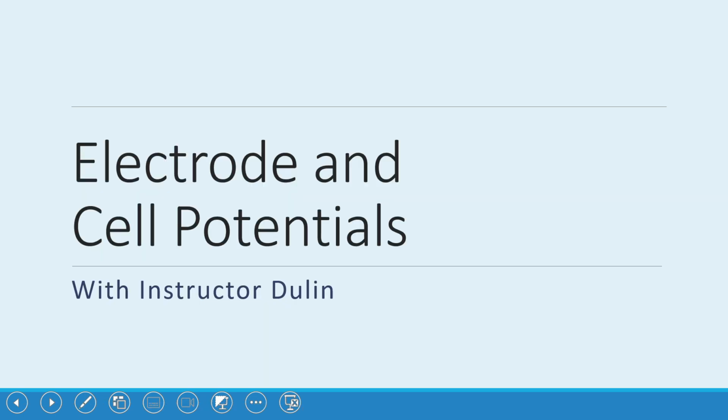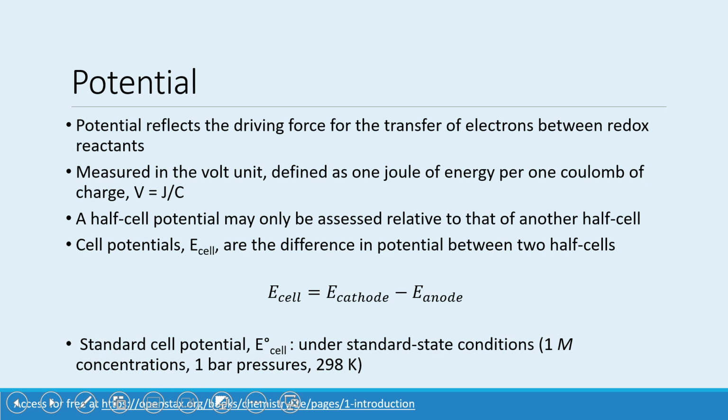So the next topic we're going to look at are electrodes and cell potentials. So a potential reflects the driving force for a transfer of electrons between redox reactants. And we measure this potential in units of volts, keeping in mind that the definition of a volt is 1 joule of energy per 1 coulomb of charge. So a volt is equal to J over capital C.